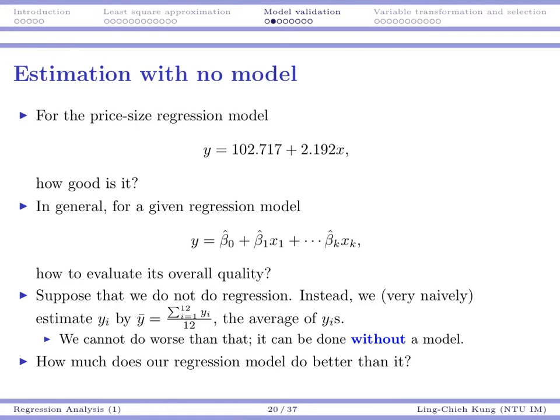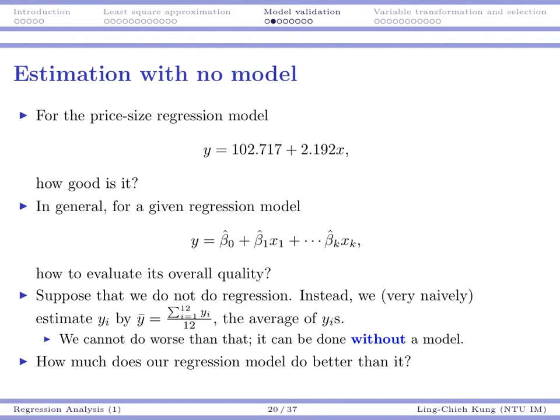Suppose that we do not do regression, then we would very naively estimate yi by what? By the sample mean. Okay, so that means I give you a set of data, and then you calculate the sample mean, which is the average price of the 12 houses. And then how would you predict the next house? I give you the size, but you just ignore it and randomly guess that the price would just be the average price.